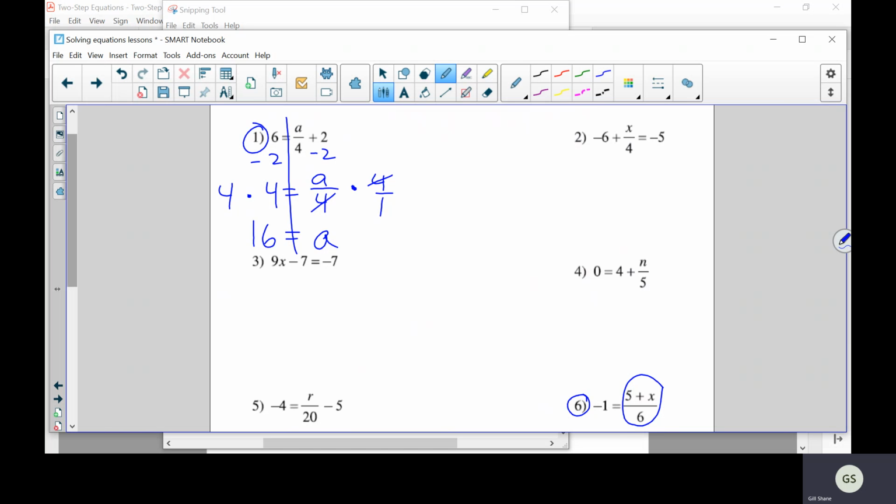16 better be the number that, if I plug it in for A, or substitute it in for A, makes the right side equal to the left side. So let's do it. I'm plugging in 16, literally getting rid of that. What's 16 divided by 4? 4. What's 4 plus 2? 6. Is that the same thing that's on the left? Yeah. Then we know we did it right. That's what the answer is. It's the number you put back in, and it'll make the left side equal to the right side.